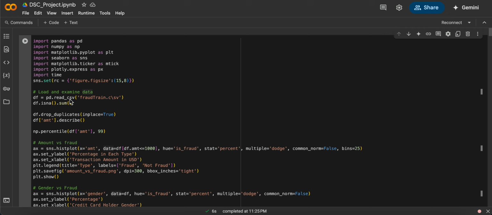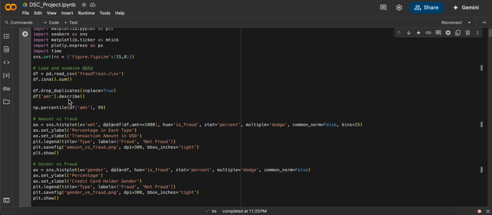The dataset which we have used is a real-world credit card transaction dataset which contains features like transaction amount, gender, category, transaction time, and whether the transaction was fraud or not. Before doing any analysis, we first validated the dataset. We checked for missing values, inconsistent formats, and duplicate entries. There were some duplicate records which we removed, and we ensured that all data types were appropriate for analysis. This step is crucial because any errors here can lead to misleading results.